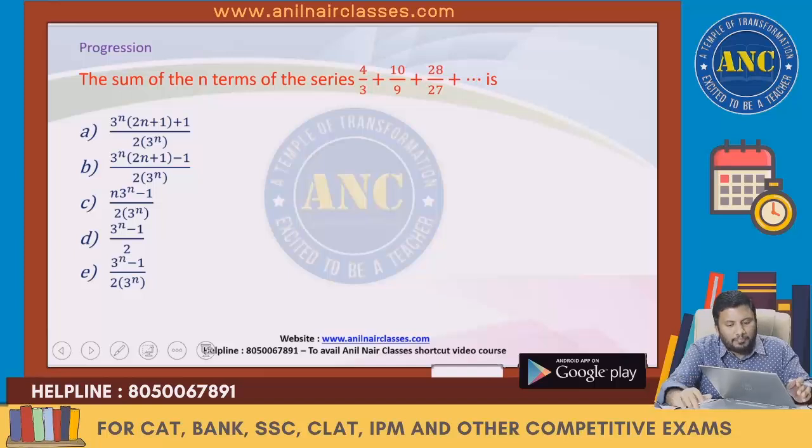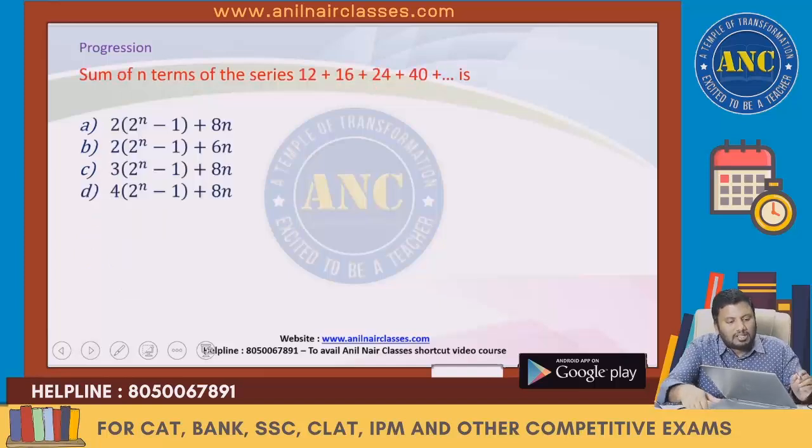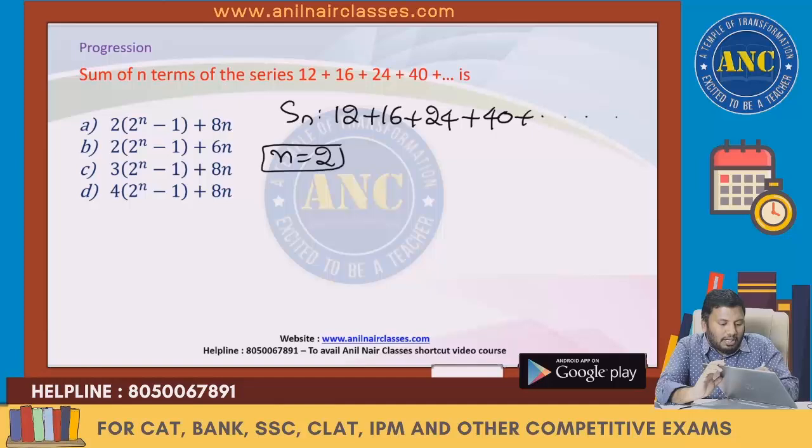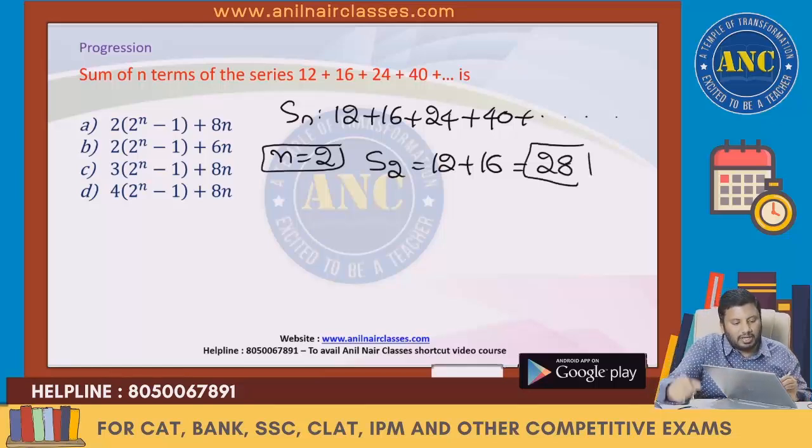Second is over. Third one, the sum of n terms of the series. If you get these kinds of questions, consider yourself lucky. 12 plus 16 plus 24 plus 40 and so on. N equivalent to 2, the sum of two terms: 12 plus 16, which is nothing but 28. Substitute in the answer; you should get 28.